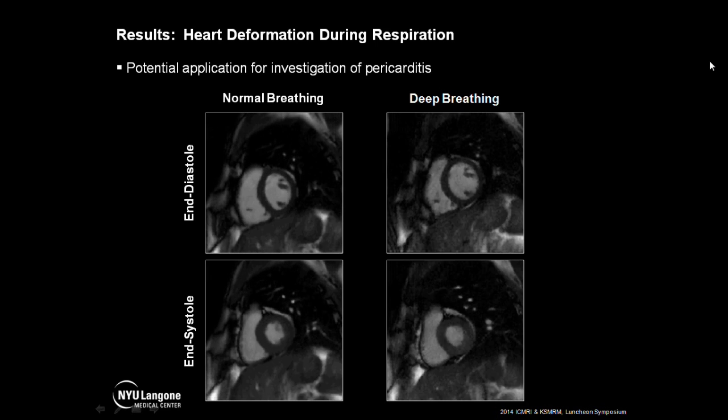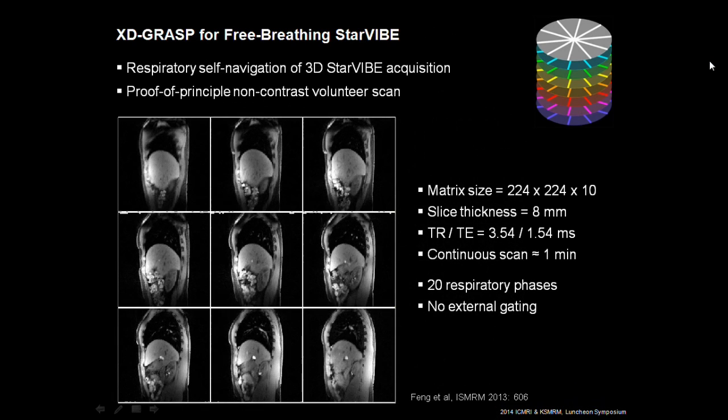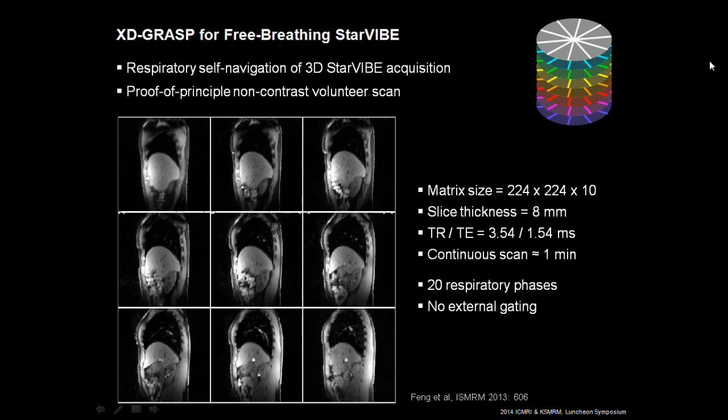Now, this was done with a 2D sequence, and can we also use this XD grasp idea for our 3D StarVIBE sequence? And the answer is yes, this works as well. On this slide you can see a first proof of principle volunteer scan without any contrast. In this case, the XD grasp technique has been used to bin the data into 20 different respiratory phases and then to recover these respiration phases.